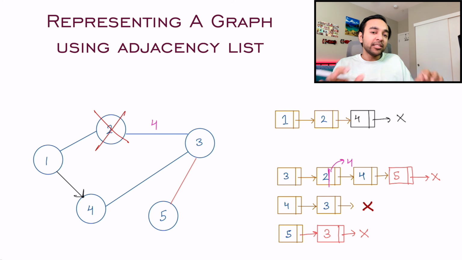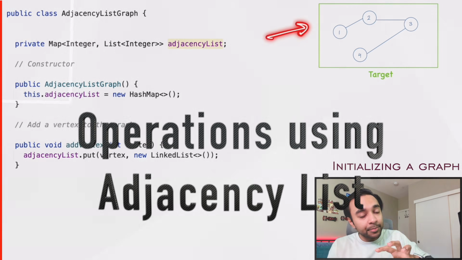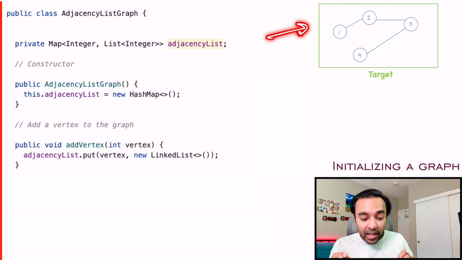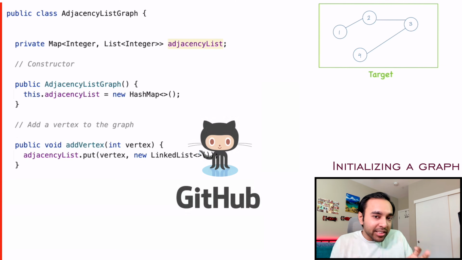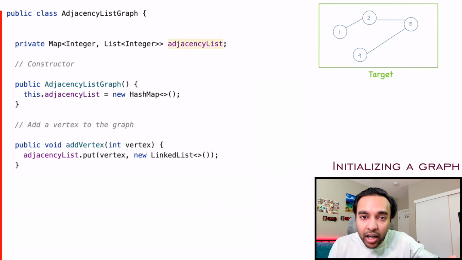Let us try to write some code around it and it will become more clear in your mind. Over here, we have a target graph. That means this is where we want to reach. And on the left, I have a sample code that will be a sort of a constructor about how you can represent this graph using an adjacency list. How do you start now?